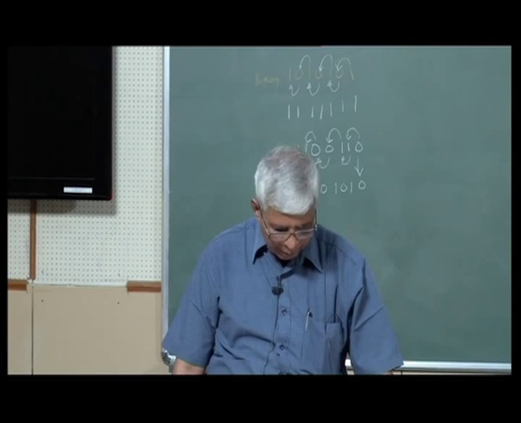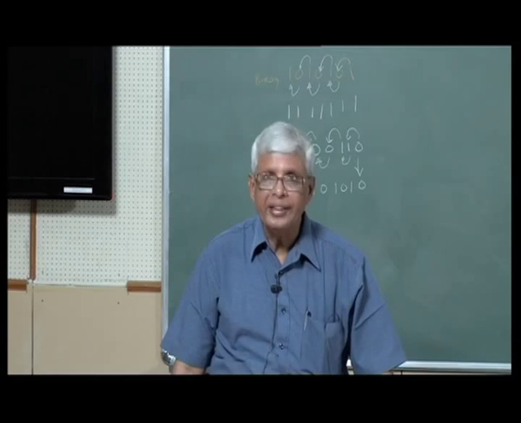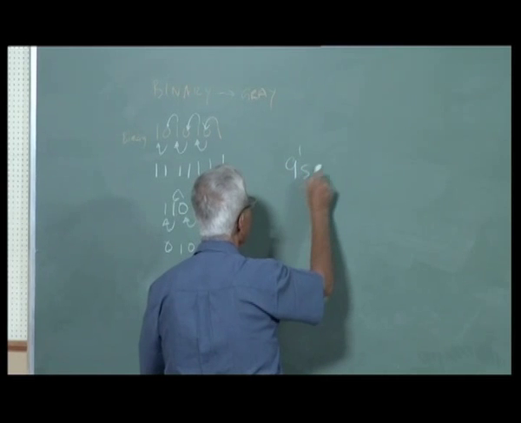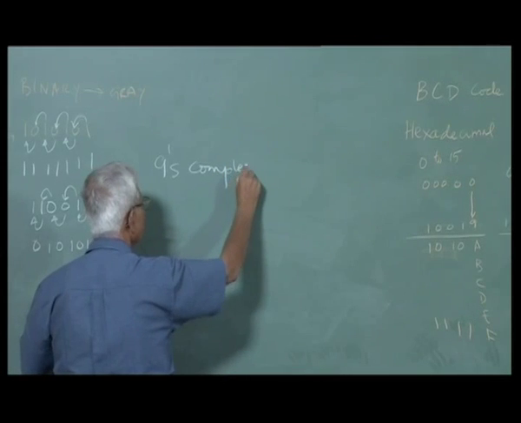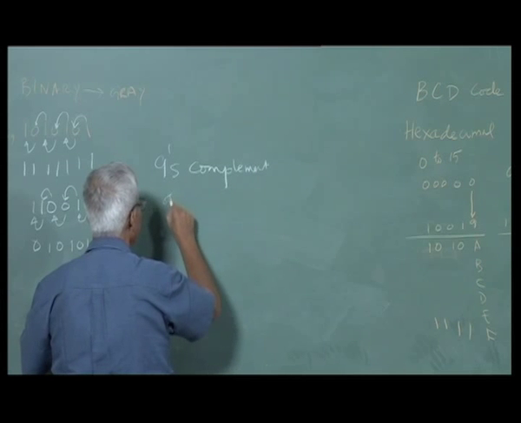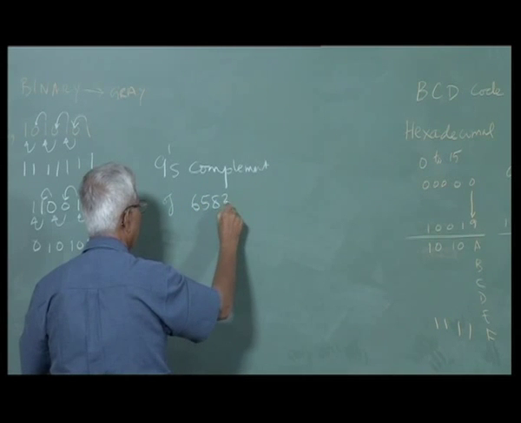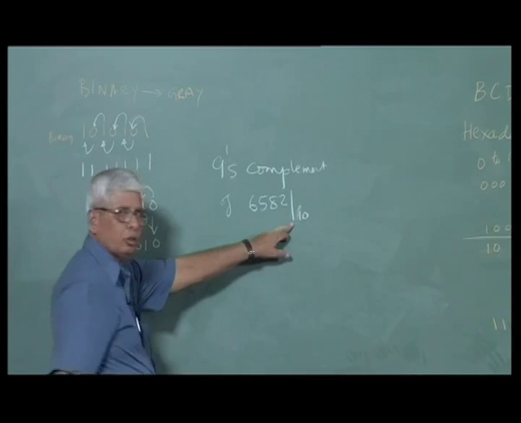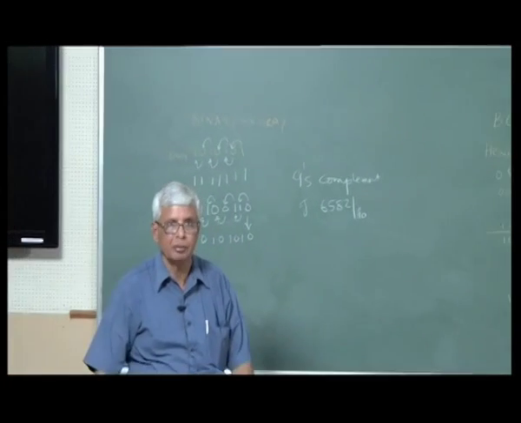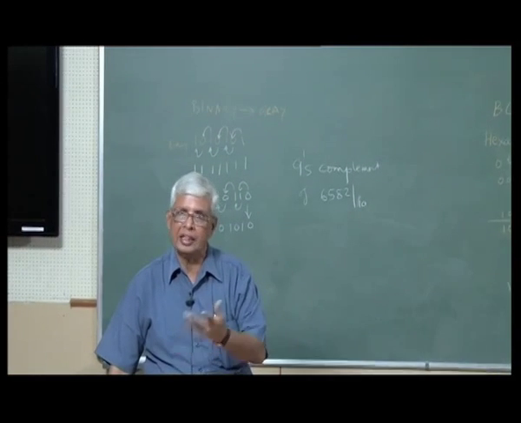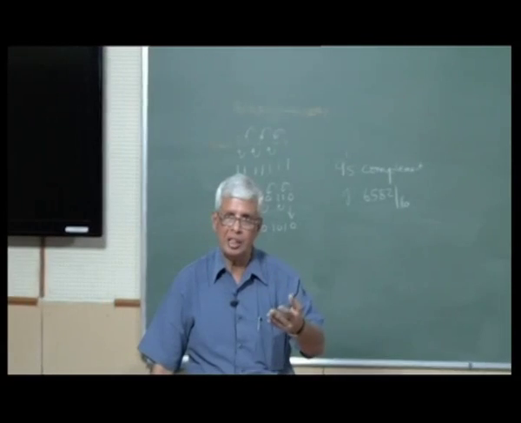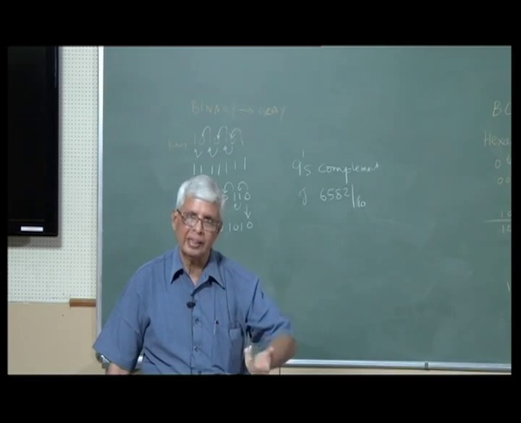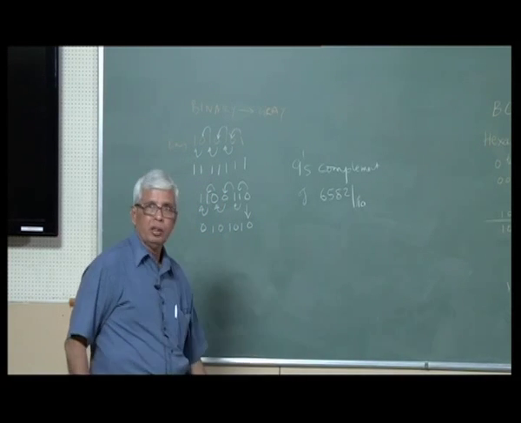Okay, what is the 9th complement of 6582? In a decimal number, you always put a base here. You should understand whether it's a binary or BCD or hexadecimal. Hexadecimal also can have a representation without A, B, C, D. So when a number is given, you should know whether it's a BCD number, a binary number, a decimal number or a hexadecimal number. So you always put the base there.